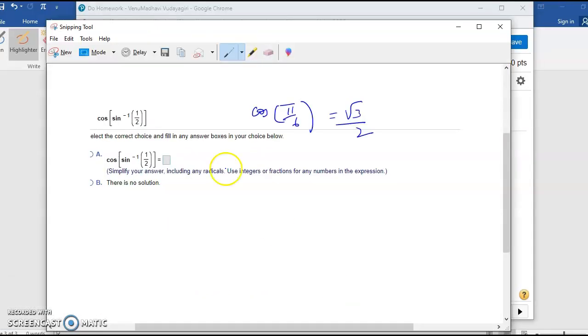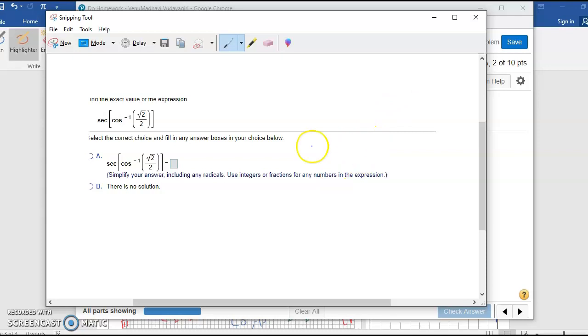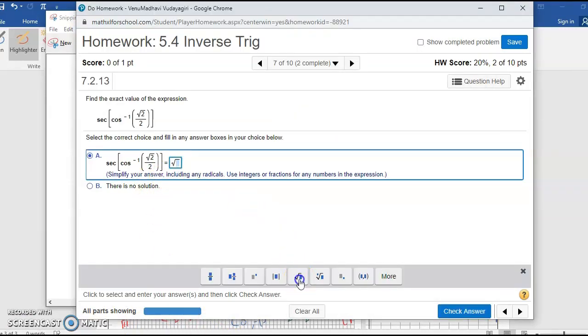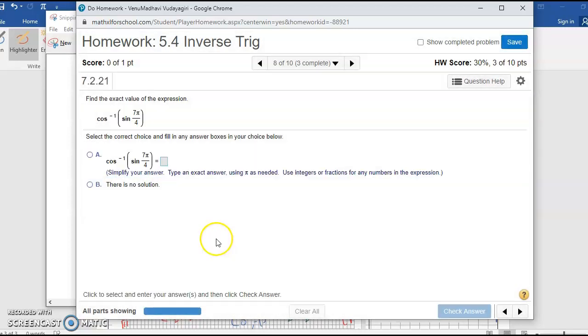Let's take a snip quickly. So cosine is root 2 over 2 at pi over 4, and secant would be a flip of that. So 1 over root 2 over 2, which is 2 over root 2. Rationalize it, right? So it will be 2 root 2 over 2. The 2 cancels, so it is square root of 2. So the answer would be square root of 2. Let's write it over here. Square root of 2. Fantastic.